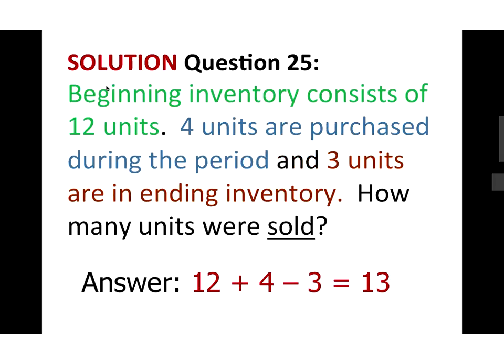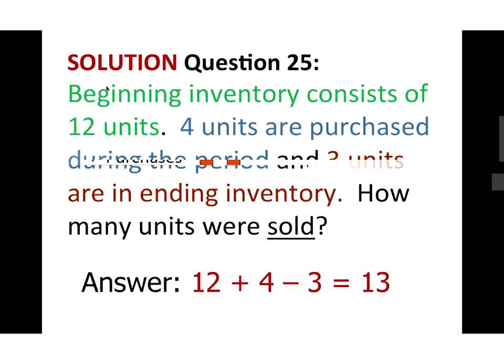Okay, so the answer is 13. So there's 12 units beginning inventory plus the 4 purchase minus the 3 inventory units. Okay, so everything we've done to this point is number of units. So we've done this calculation. We could solve for ending inventory, or we can solve for how many units were sold. So this is number of units.